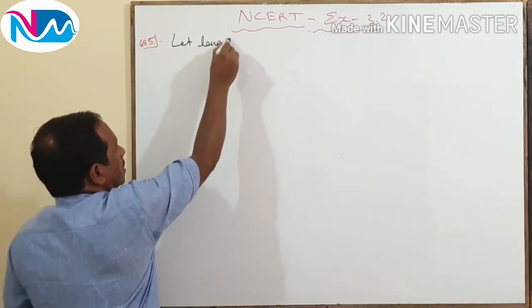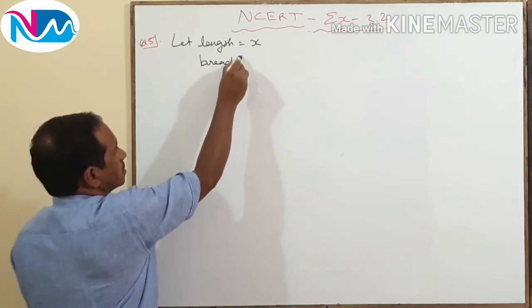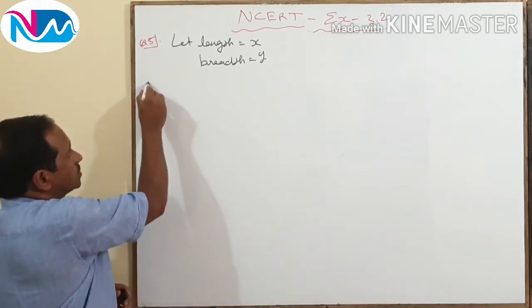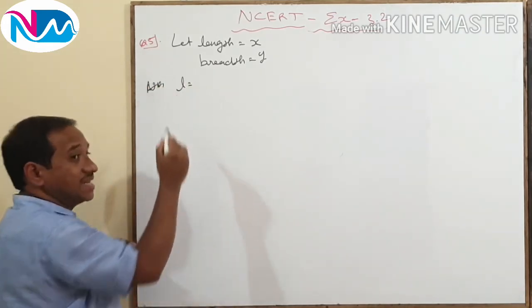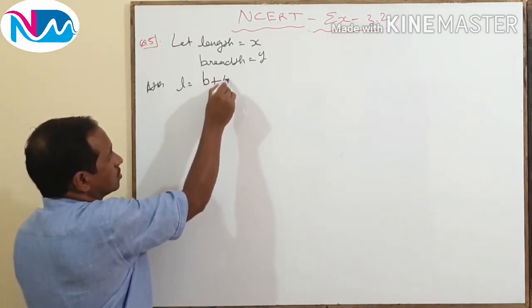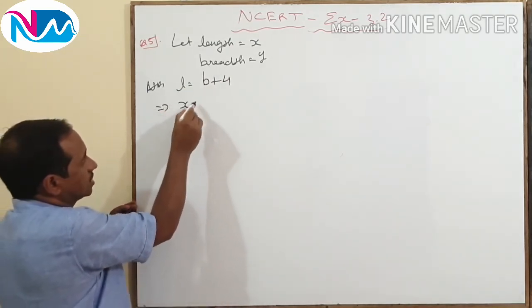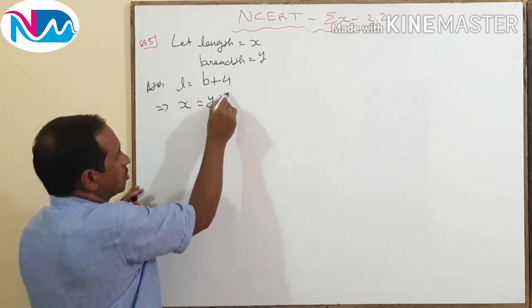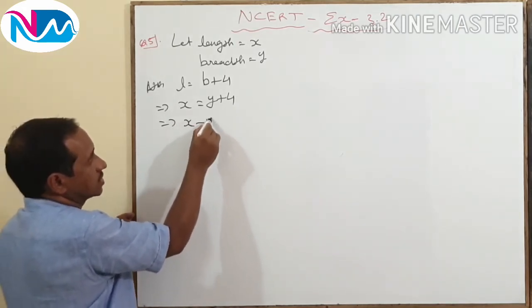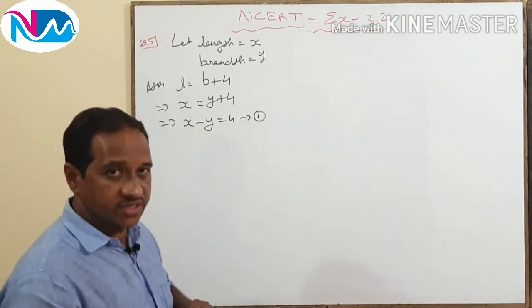Let length is equal to x and breadth is equal to y. According to the question, length is 4 meter more than the breadth. So length is equal to breadth plus 4. That is, we can say that length x is equal to y plus 4. That means we get the equation x minus y is equal to 4, which is the first equation.